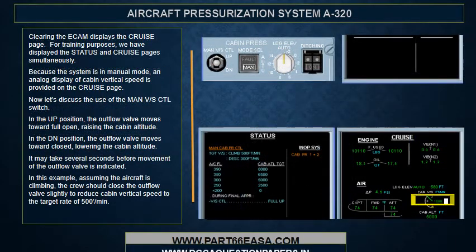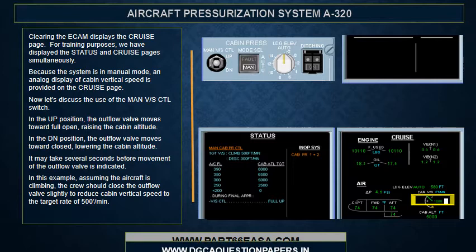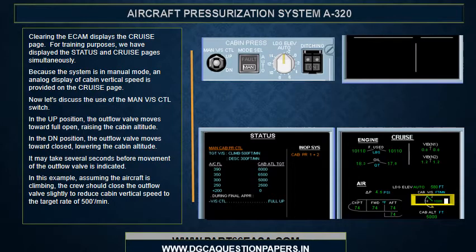Clearing the ECAM displays the cruise page. For training purposes, we have displayed the status and cruise pages simultaneously. Because the system is in manual mode, an analog display of cabin vertical speed is provided on the cruise page. Now let's discuss the use of the MAN V/S CTL switch.